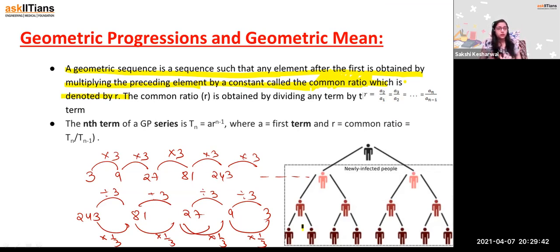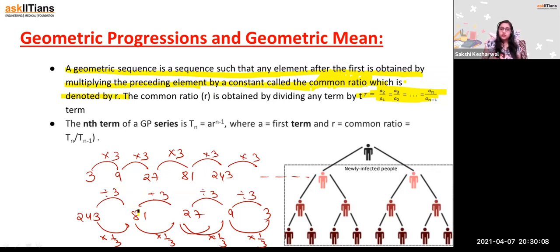Common difference is basically what? Second term divided by first term, third term divided by second term, fourth term divided by third term, fifth term divided by fourth term, right? So here R is given by the formula A2 upon A1. Can you see this? 3 divided by 9 is 3, 27 divided by 9 is 3, 81 divided by 27 is 3, and 243 divided by 81 is still 3. That's the ratio is the same.